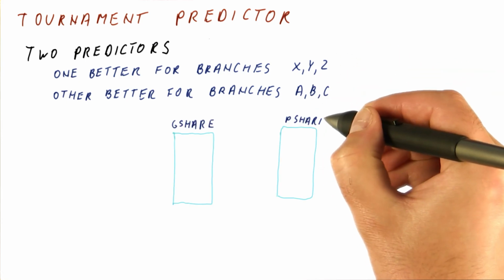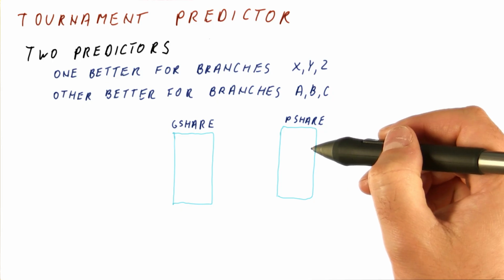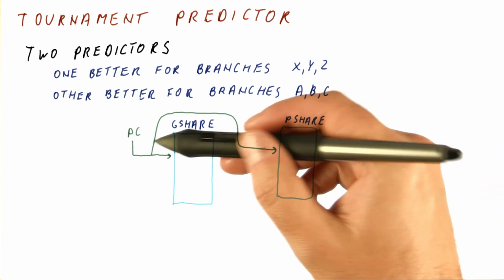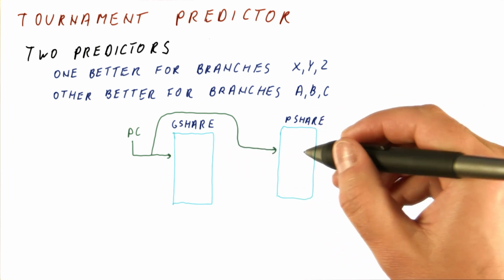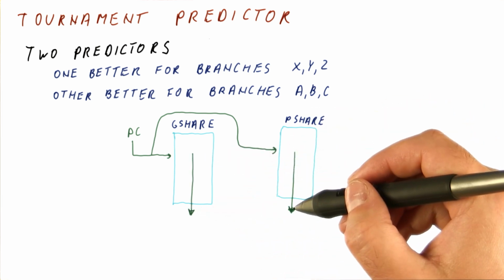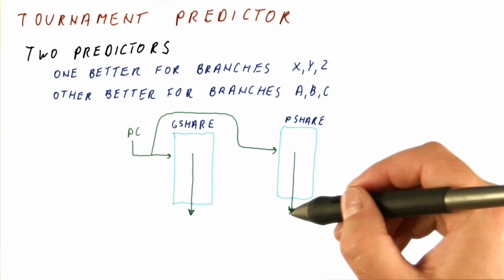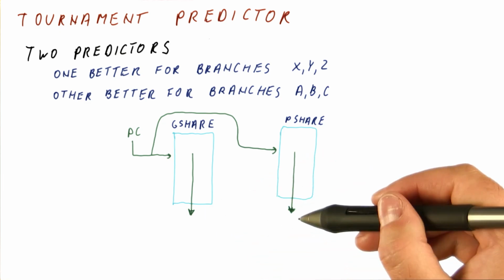So what you really have is your two predictors. Let's say that they're G share and P share. You will use the PC of the branch to index into both of the predictors. You will take the decisions that they generate, and now you need to decide which one to use. How do you do that?